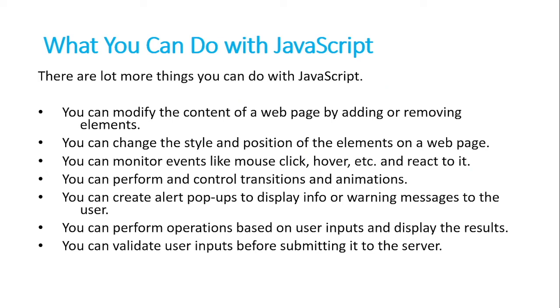You can create alert pop-ups to display info or warning messages to the user. That we mainly use for showing alerts or pop-ups. There are alert functions, and also console.warn, console.log, console.error. So there are many functions to show warnings or errors. You can also perform some operation based on user inputs and display the result. If you want to get data from the user and accordingly show something to the user on the web page, you can do that too.